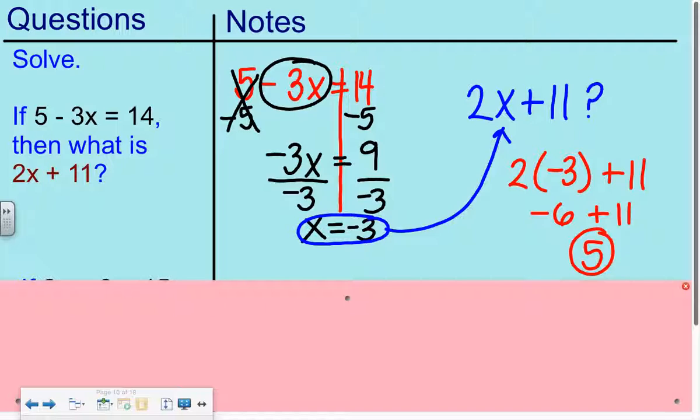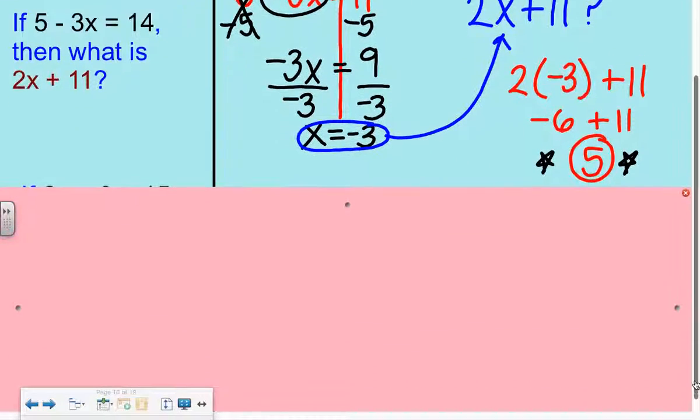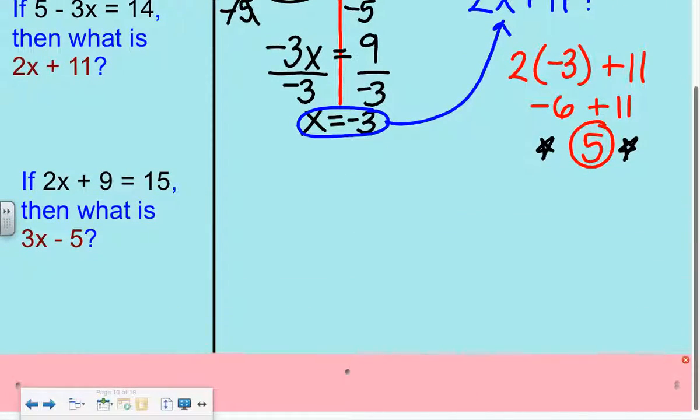So make sure x equals negative 3 is not your answer. 5 is your answer. You have to figure out what x is, and then if you plug x into the expression, what do you get? So let's try one more like that.